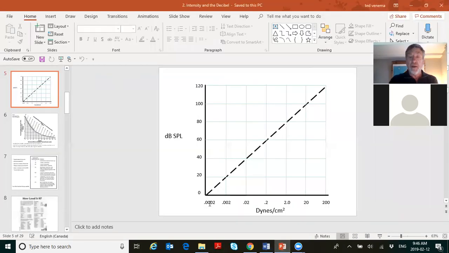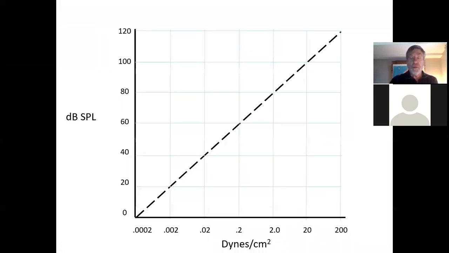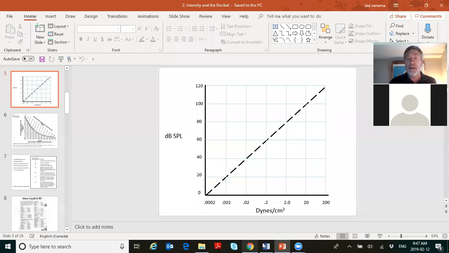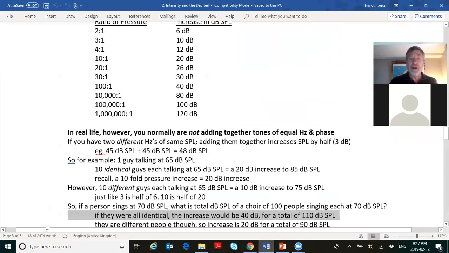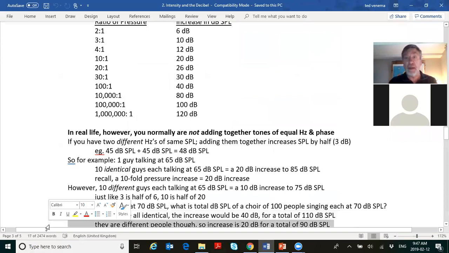Look, I'll bring this closer. If I increase by 10-fold, I go up by 20. If I increase by 100, you go up by 40. But they are different people, because when you've got 100 people in a choir, each person's voice is different. So the increase there, instead of being 40, is 20. 20 is half of 40, just like 3 is half of 6. So when everybody's singing at 70 dB SPL, the sum total is about 90.